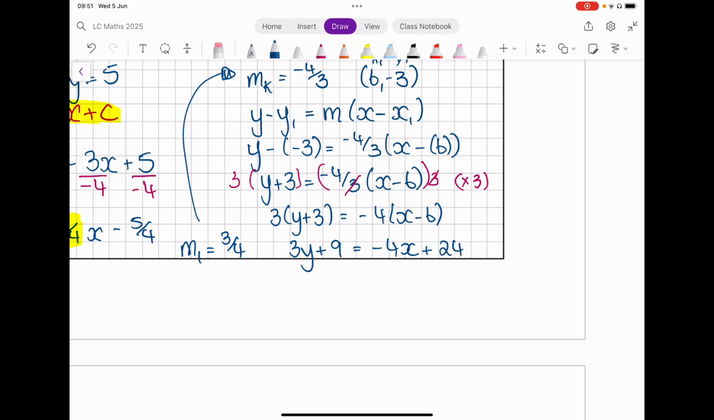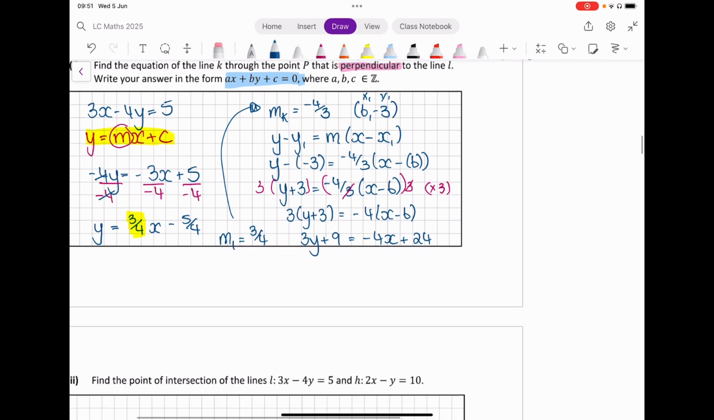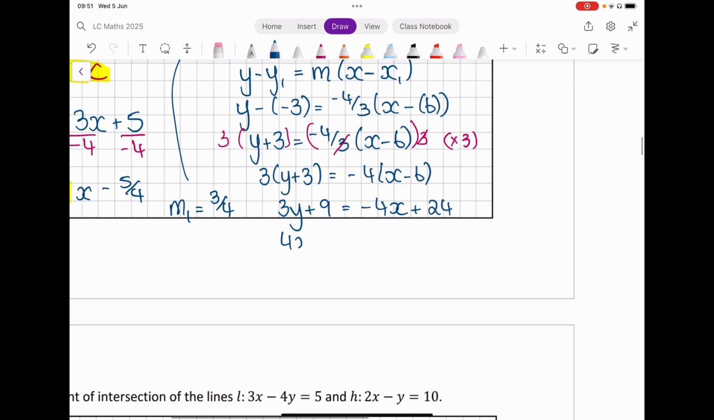And when we bring everything over to the left-hand side, because it's looking for it now in the form of ax plus by plus c is equal to 0, so we have to have a 0 on one side, we just bring over the -4x to become 4x, plus your 3y plus 9 minus 24 is equal to 0, and then we just simplify that. 4x plus 3y, and then 9 minus 24 is going to give me minus 15. And that is my answer there.